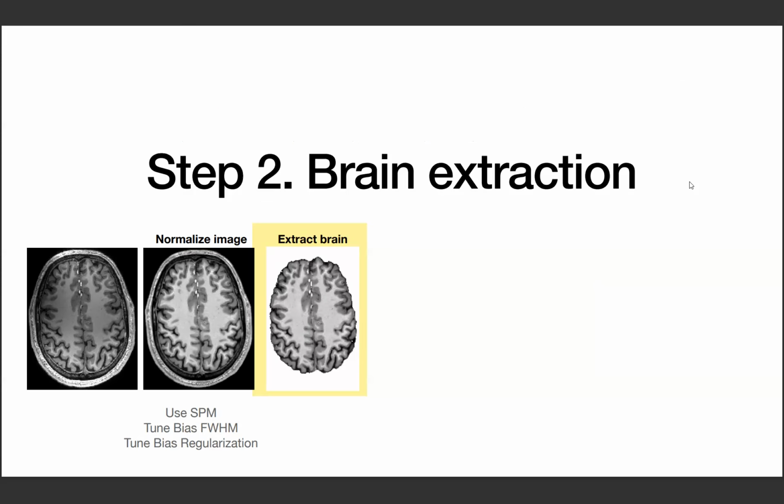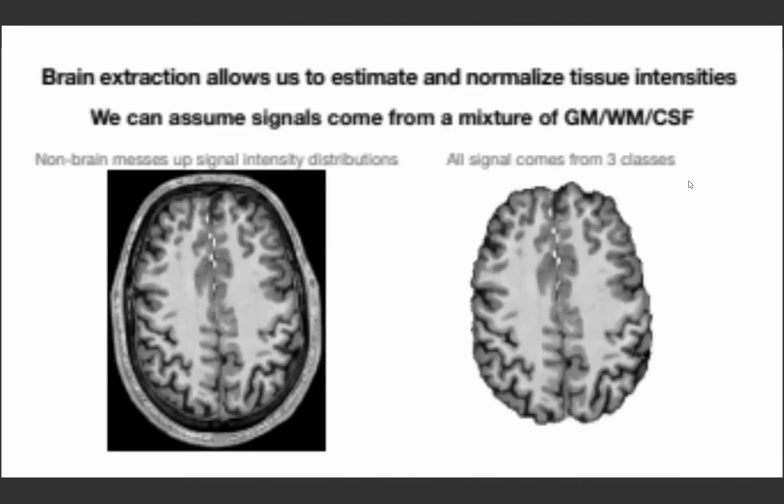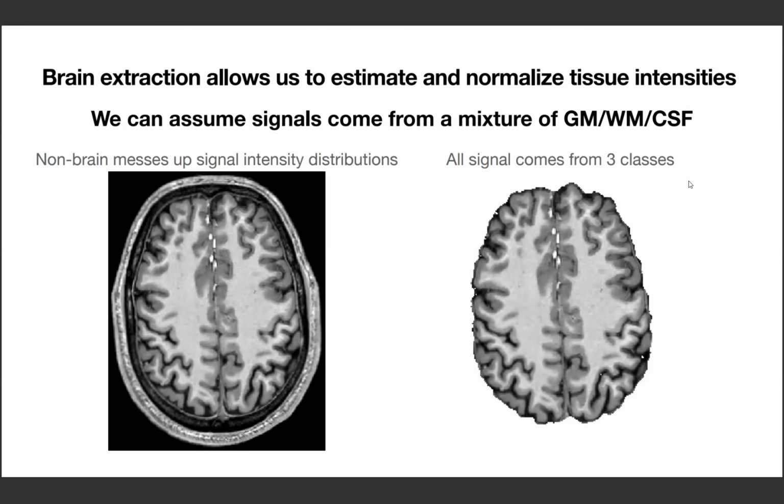So moving on to brain extraction. Why is it even important to extract the brain? The point is that if we don't extract the brain and we're just looking at all the values across the brain, then everything else that is non-brain is changing the distribution of signal intensities. So if we want to say that the signal comes from 3 classes, which are CSF, white matter, and gray matter, if we have this co-presence, then that's not truly the case. That's why brain extraction is important.